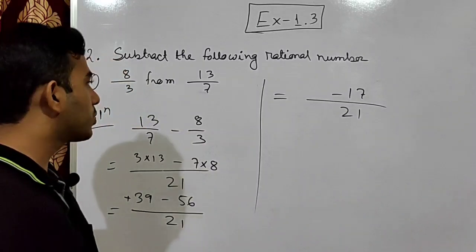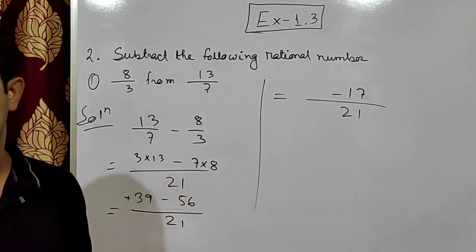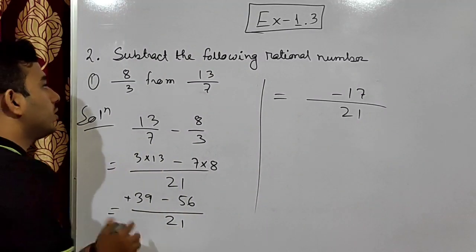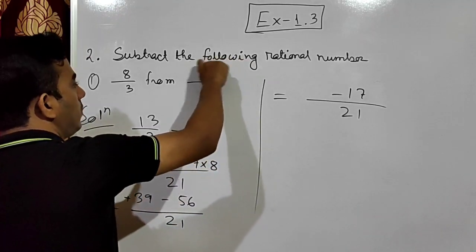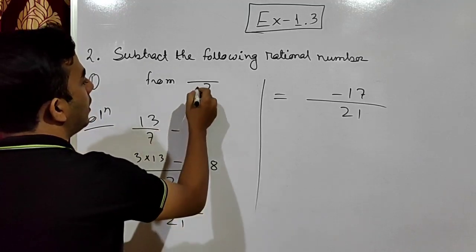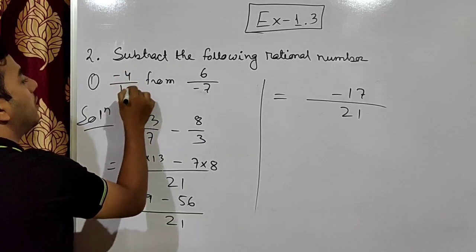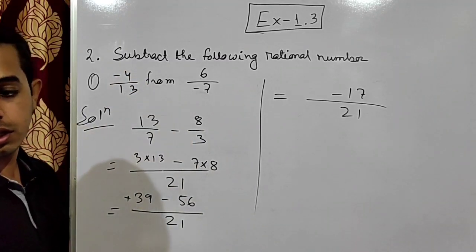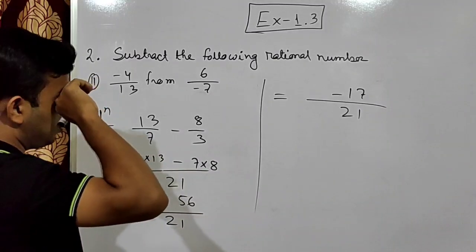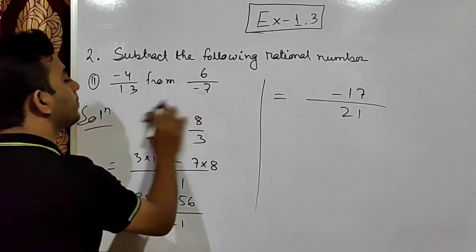So now let's move to our next one, that is number 2. Here it is minus 4 by 13 from 6 by minus 7. In that case, first we have to make this denominator positive, right? Minus 4 by 13 and 6 by minus 7. So here we have to make this denominator positive. Very good.